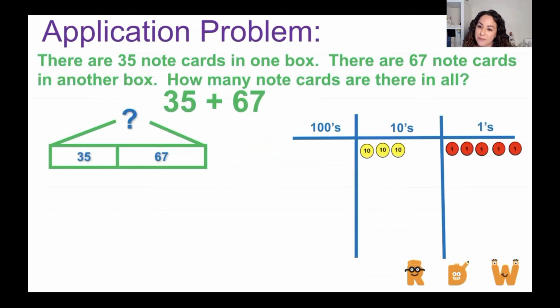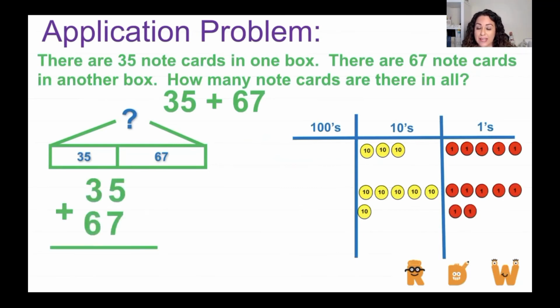I'm going to put my first number in, and that is 3 tens and 5 ones. And then I have 6 tens and 7 ones. So now let's go ahead and write it vertically, and we have 35 plus 67. So when we look at our ones, we can see that we have 12 ones left. Now let's go ahead and put it into our algorithm.